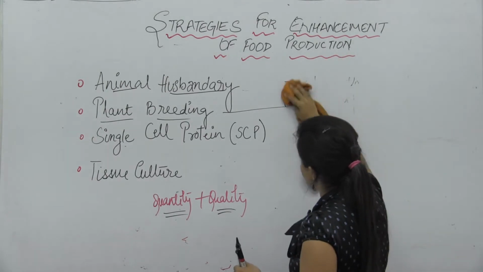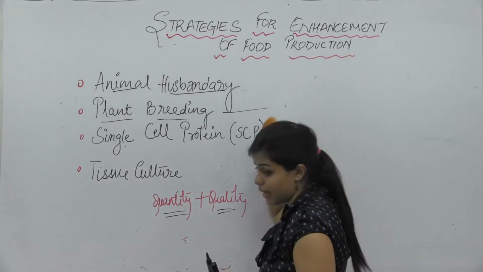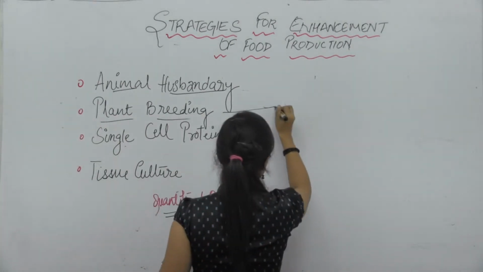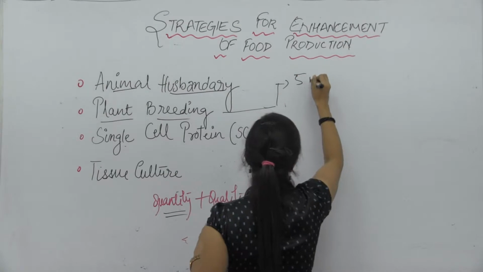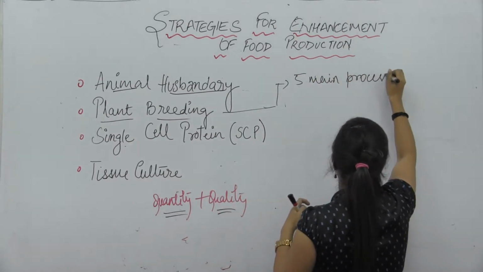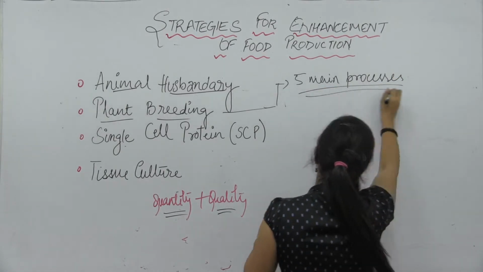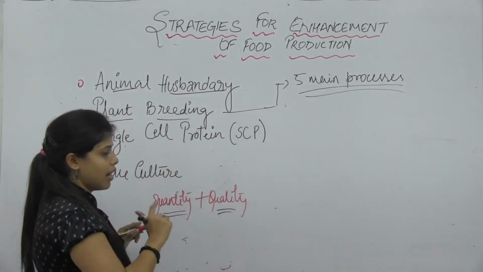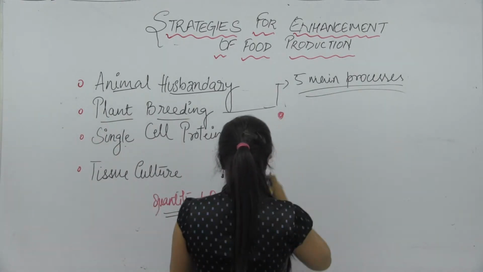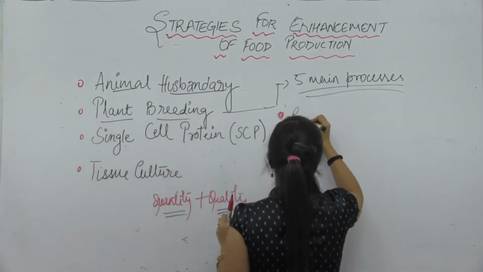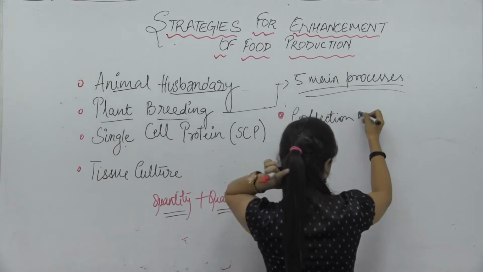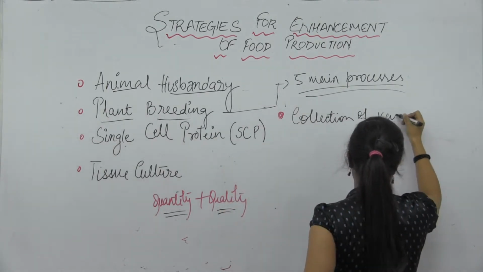So there are 5 main processes that come under plant breeding. I'm writing this down so that you don't forget any of the processes. There are 5 main processes that come under plant breeding. The first one is collection of variability.